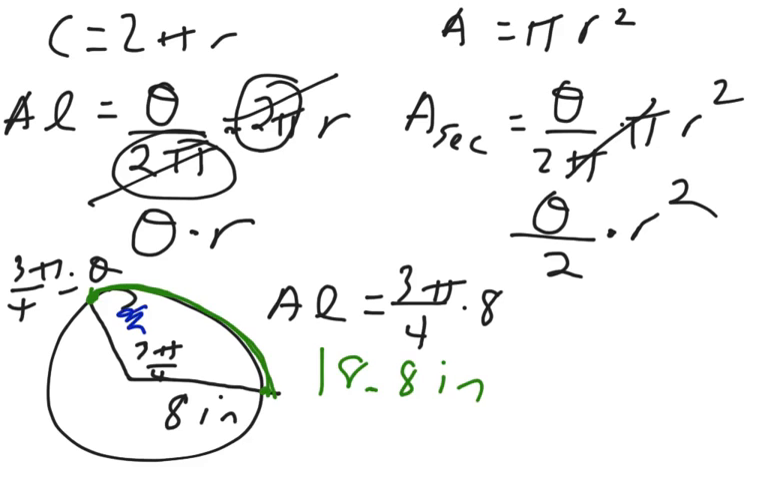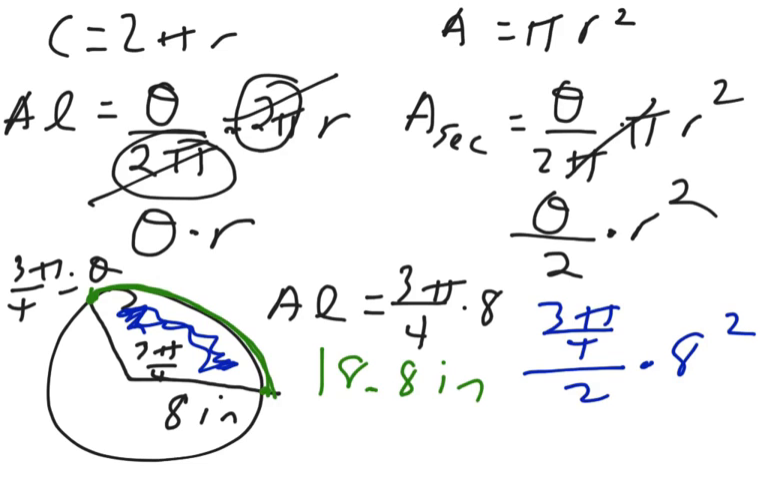Now for the area inside here, I'm going to do 3 pi over 4 divided by 2 times 8 squared. And that gives me an area of 75.4 square inches. And so those were examples of finding arc length and area of sectors, whether they give the problem in degrees or they give the problems in radians.